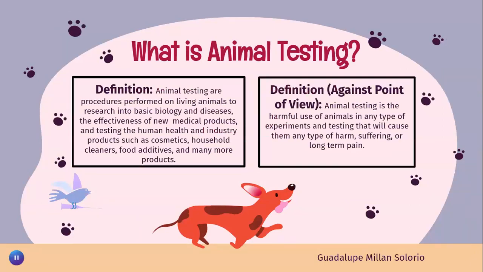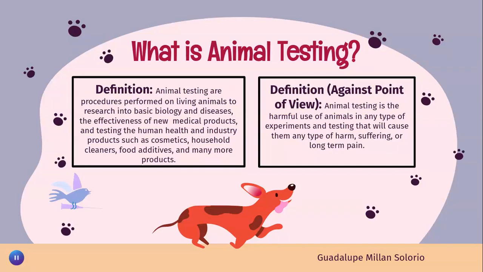We're going to begin by defining animal testing. Animal testing refers to procedures performed on animals to research basic biology, diseases, and the effectiveness of new medical products, and to test human health and industry products such as cosmetics, cleaners, and many more products that are going to be used by humans.